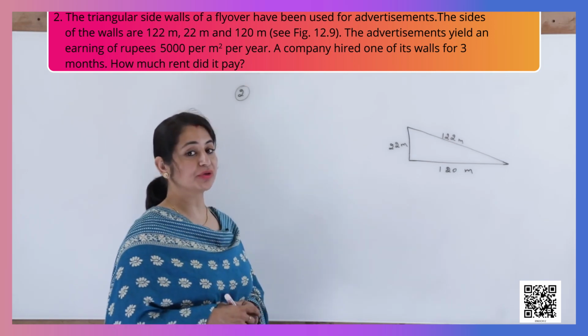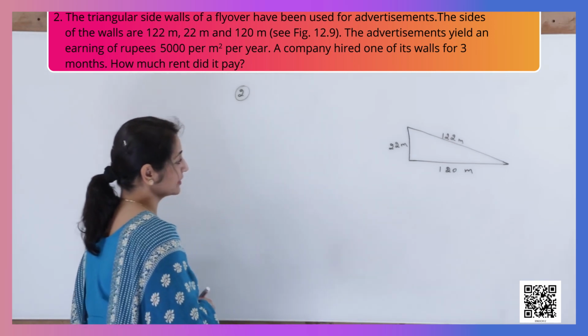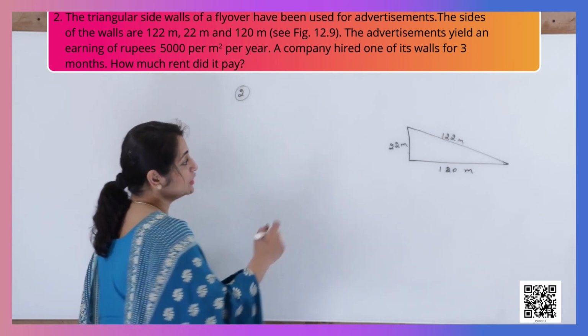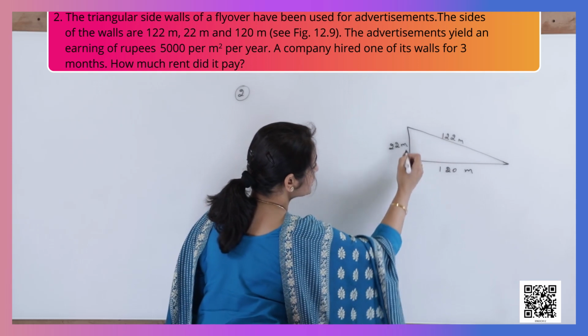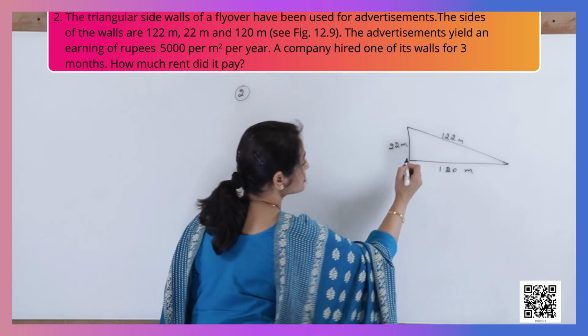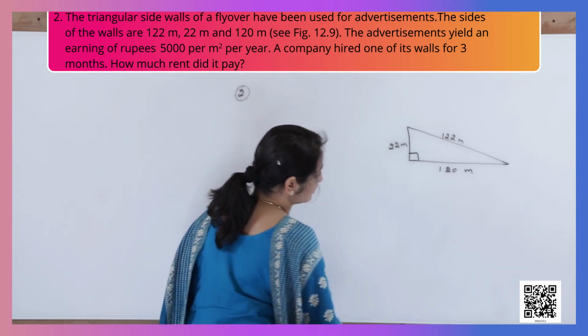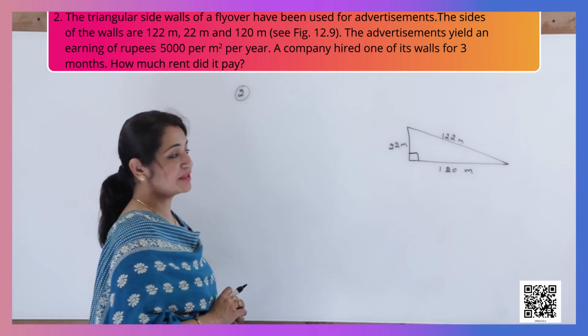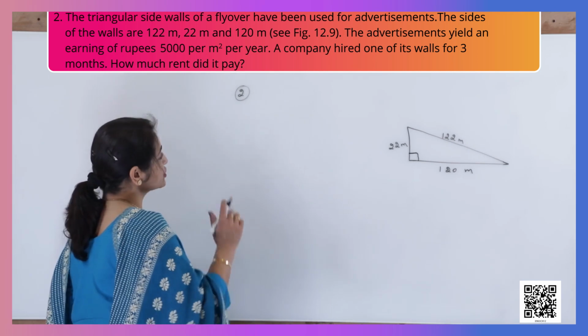First of all, we will have to calculate the area of the wall. Do we need to use Heron's formula here? We know that this is the wall, so this must be a straight one, so this must be an angle of 90 degrees. So we can use the other formula also. But as the chapter's name is Heron's formula, here we will use Heron's formula only.